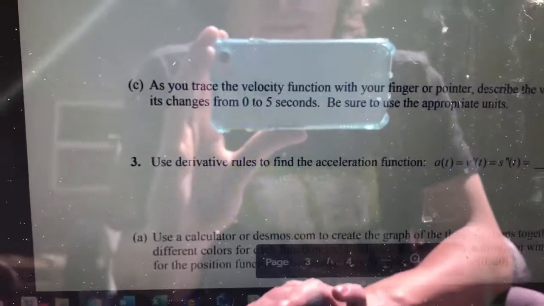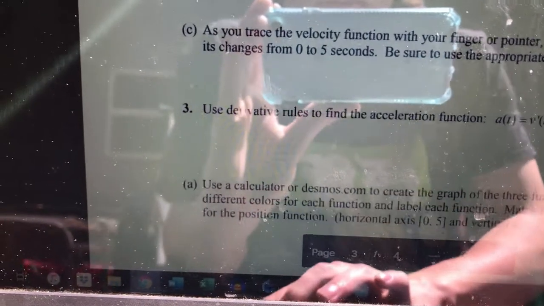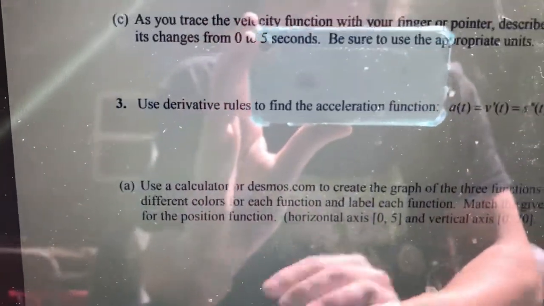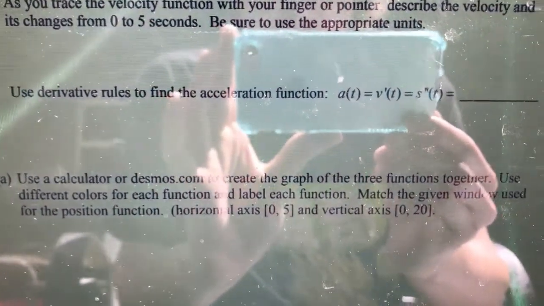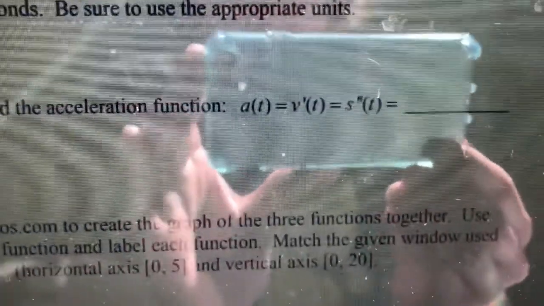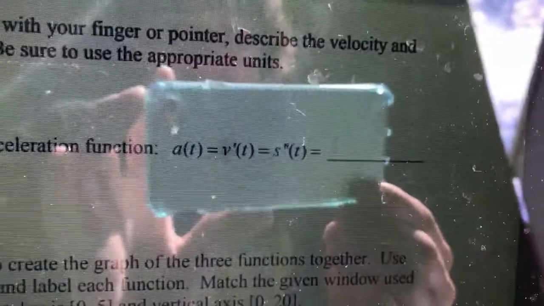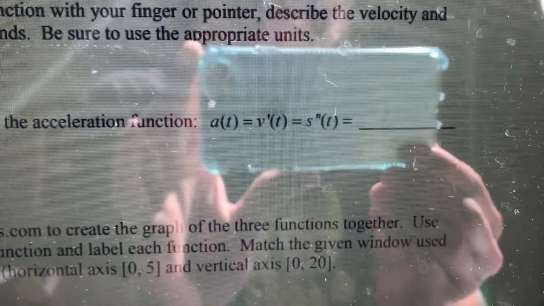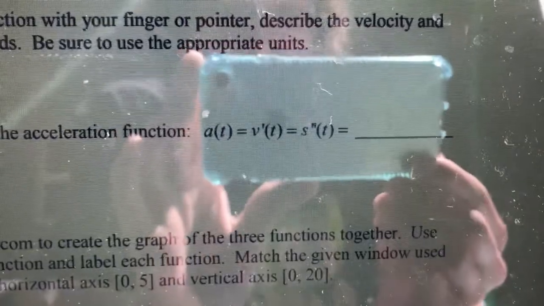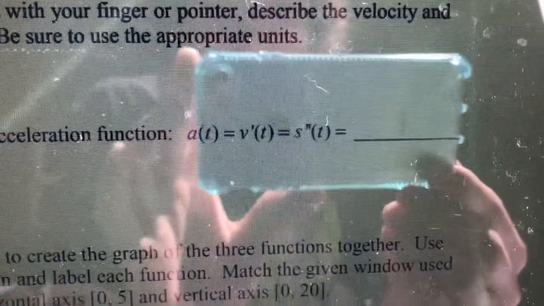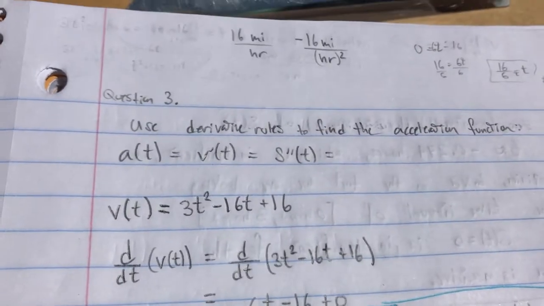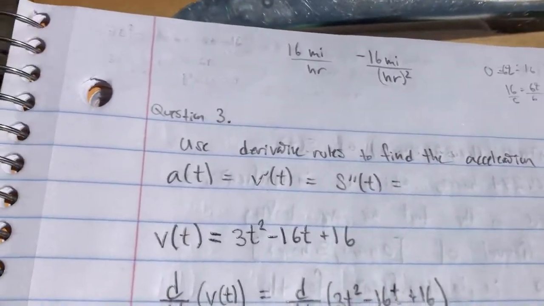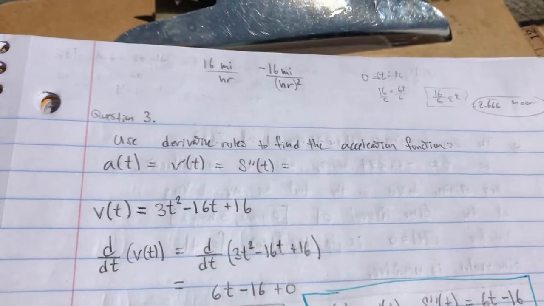Okay, so question 3. Use derivative rules to find the acceleration function. The acceleration function is the derivative of the velocity function, which is the second derivative of the position function s of t. And we do that here. So, use derivative rules to find the acceleration function.